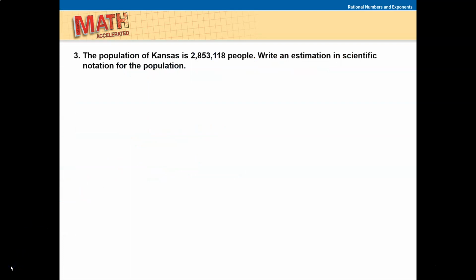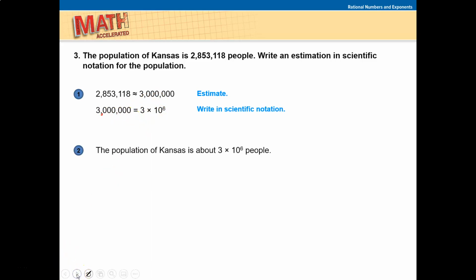The population of Kansas is 2,853,118 people. Write an estimation in scientific notation. We can round or estimate the Kansas population as 3 million. Then we count. We move the decimal to make the first number greater than 0 and less than 10. We get 3 times 10 to the 6 because we move the decimal 6 times to the left.